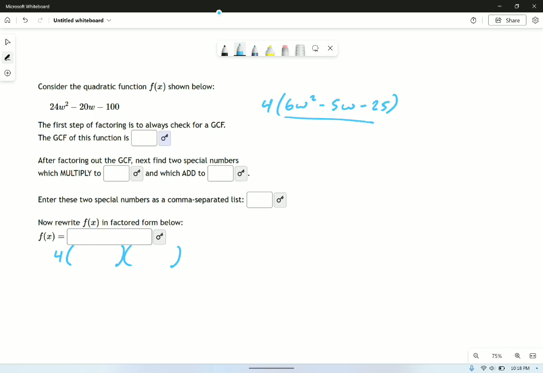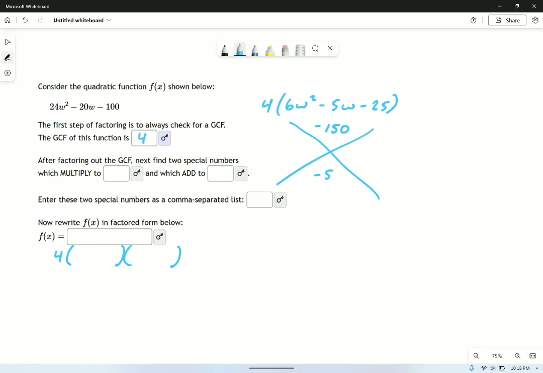So from this step forward, everything that I'm talking about in this problem is just using that smaller trinomial, the one with the smaller coefficients. So let's work on that. The GCF here is 4. And then moving forward, I'm going to start using the big X process that we've talked about in class. I multiply the quadratic coefficient and the constant together, and that gives me negative 150. That's 6 times negative 25. The middle term is negative 5, so that drops down here.